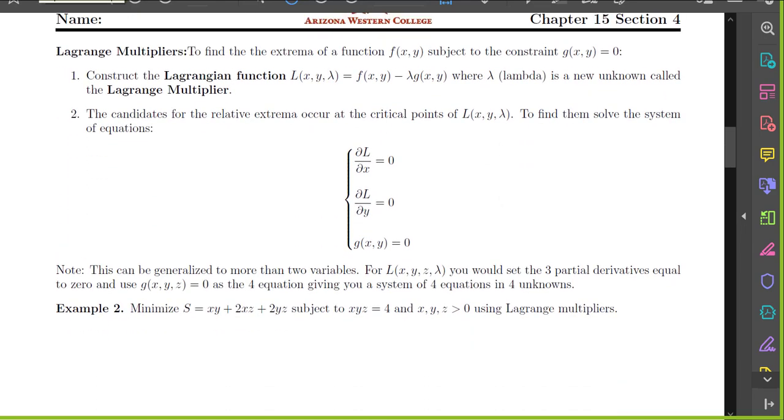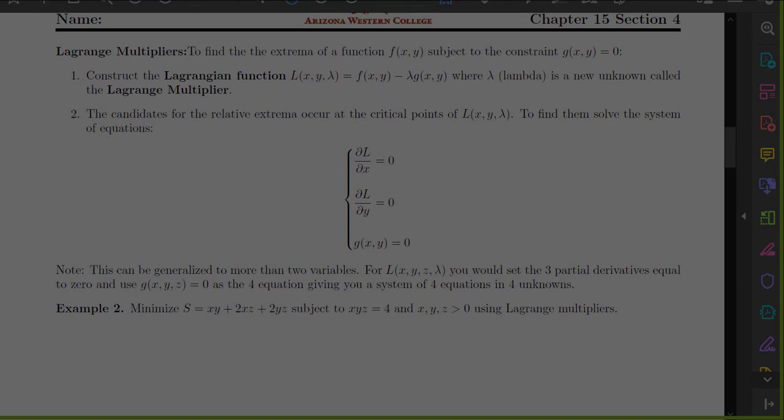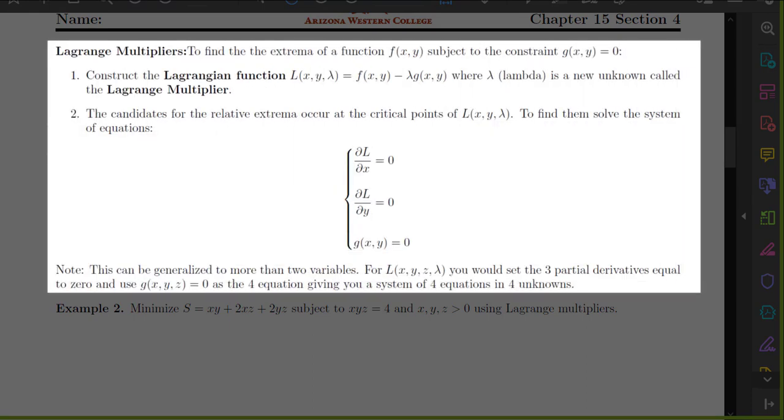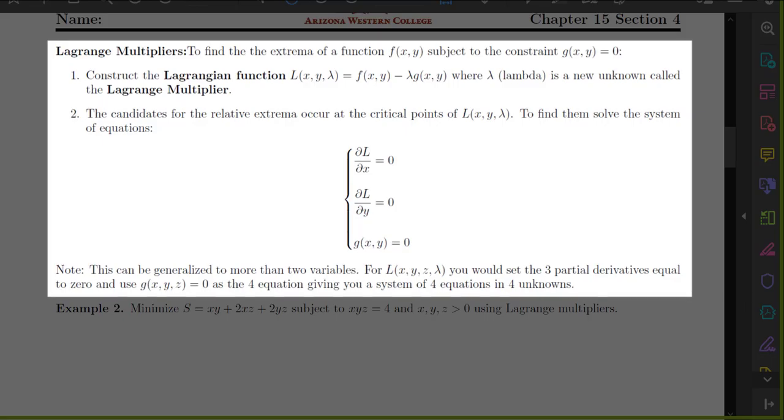So the substitution method works, and we've done things like that before in algebra classes. It turns out that there is a much better way for us to maximize and minimize problems. And the way we are going to do that is called the Lagrange Multiplier method.